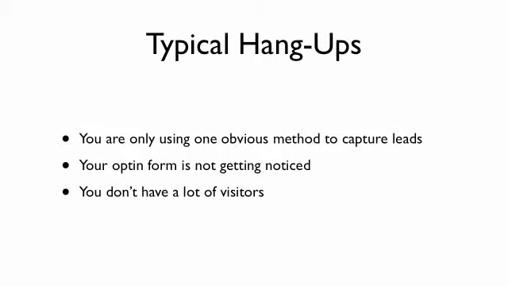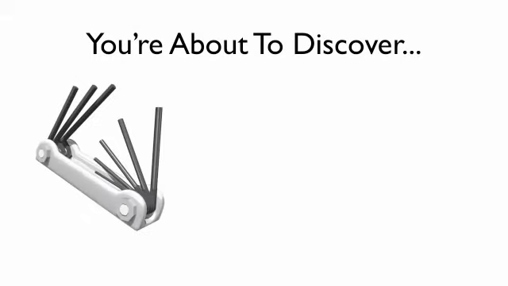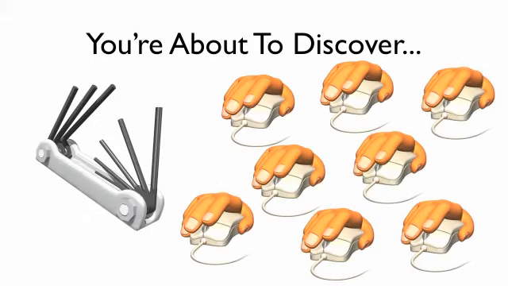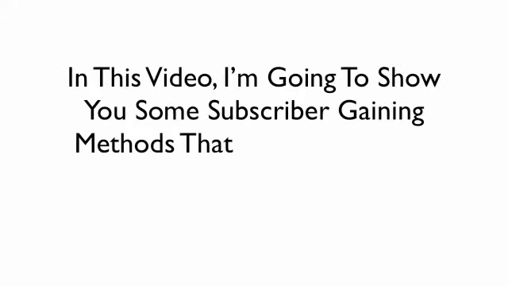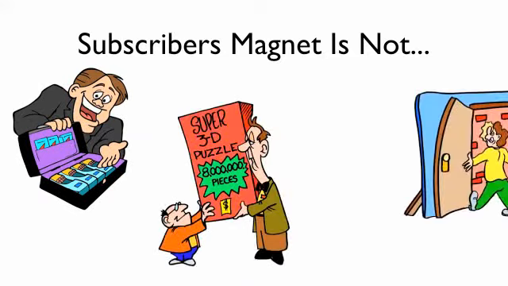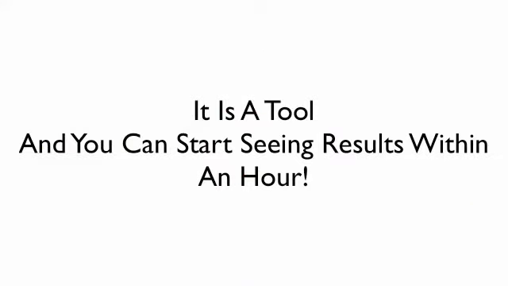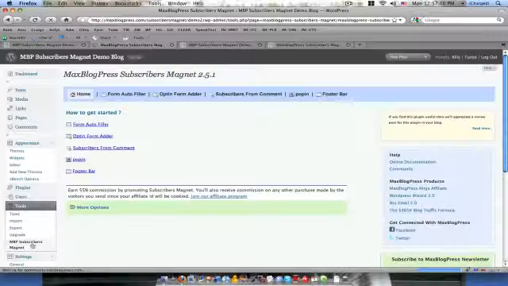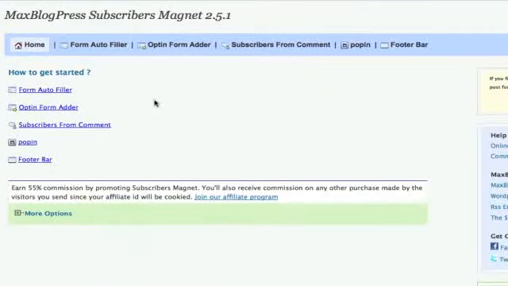Basically, your methods are already ineffective, and on top of that, you don't get enough clicks to make up for it. You're about to discover a tool that eliminates all of those problems and can double, triple, or even quadruple your subscriber rate. In this video, I'm going to show you some subscriber gaining methods that no one in the blogging industry is using, and they work like a charm. Subscribers Magnet is not some ebook full of hype and hope with no proof to back it up. It is a tool that you can set up and start seeing results within an hour. Let's take a peek inside to see what makes MaxBlogPress's newest plugin tick.